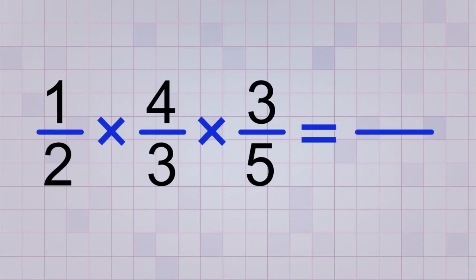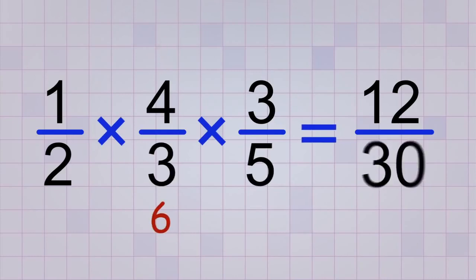So on the top, we have 1 times 4 is 4, and 4 times 3 is 12. And on the bottom, 2 times 3 is 6, and 6 times 5 is 30. That means our answer is 12/30. So there you have it. Multiplying fractions is easy because fractions are just another way of writing division problems.